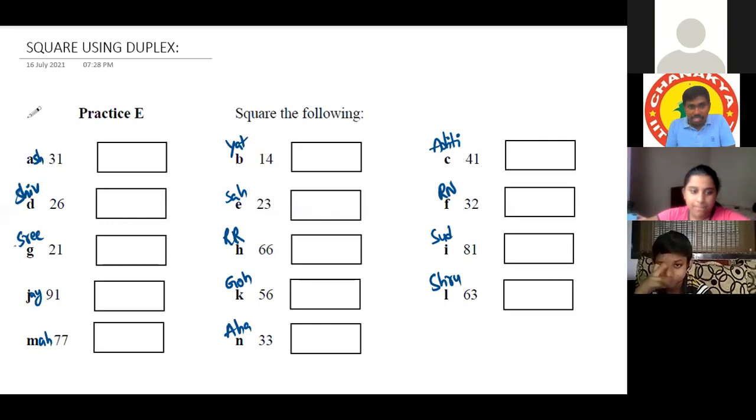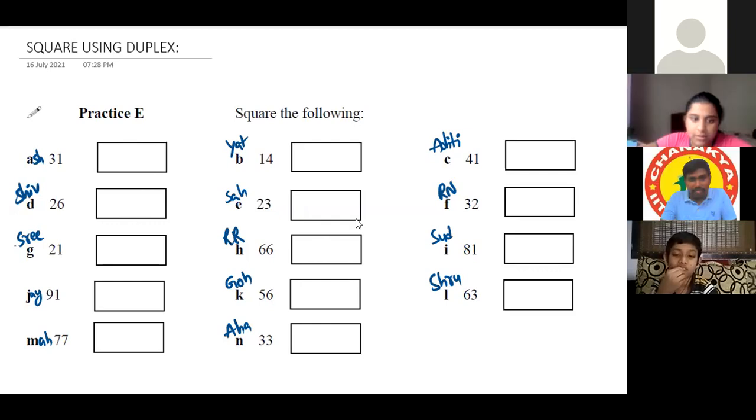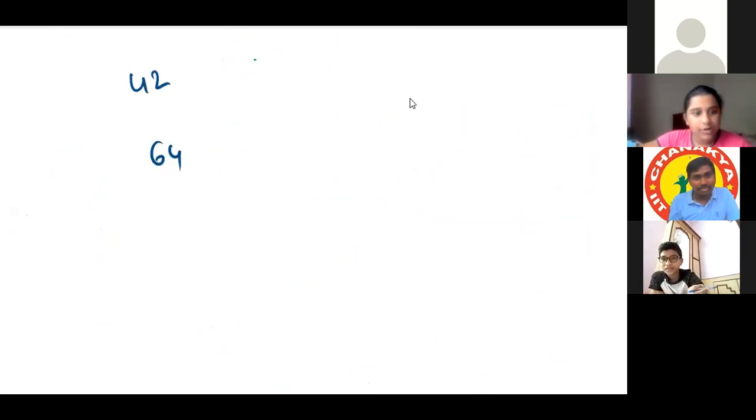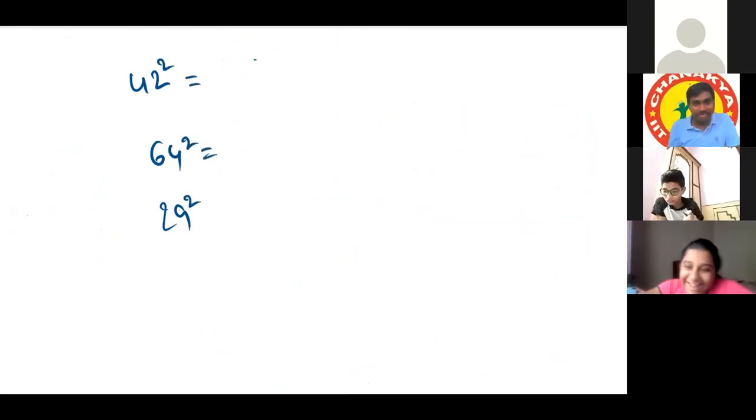Tell me any number which is not there in this list. Sir, 29. 43 is not there. Sir, 64. Sir, 32. 42. Yes, okay, 42, 61, 100. These are okay then. We'll see the 42 square, the 64 square, and the 29 square also.